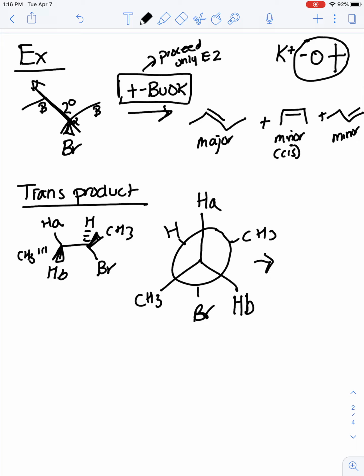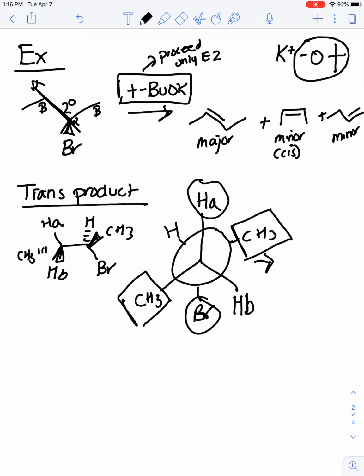So what we're doing is we're actually looking down this bond right here. What happens is that our HA and our Br are anti-periplanar to each other. We know that this is the trans product because our methyl group here is on the opposite side of this methyl group here. If they are right next to each other, then that would be cis. If they're far away from each other, that's an indication that the trans product is forming. So again, when we remove HA and Br, this will allow us to form our trans product.